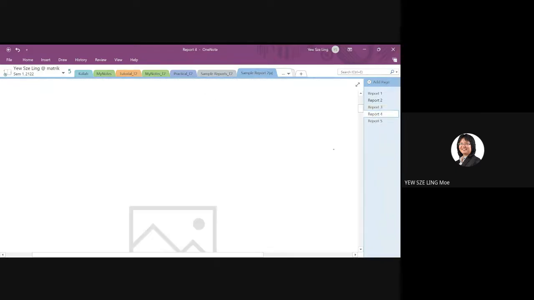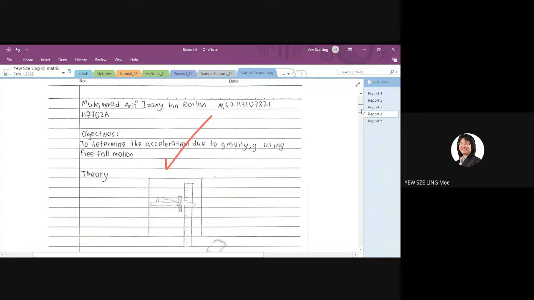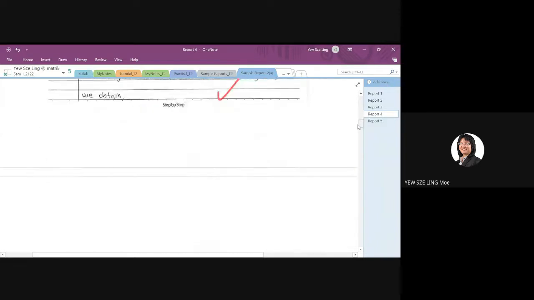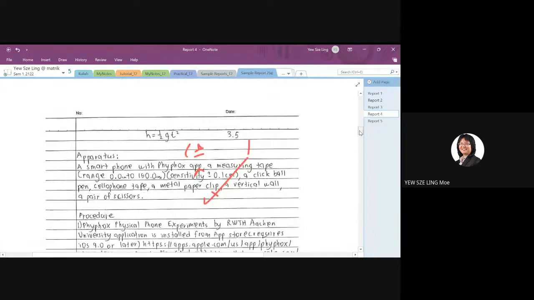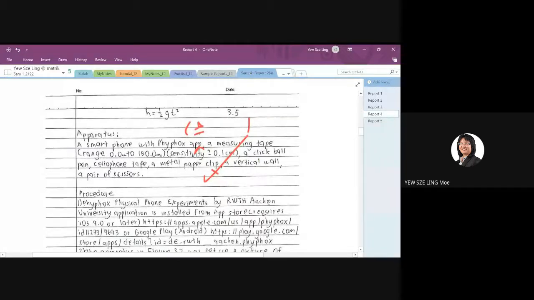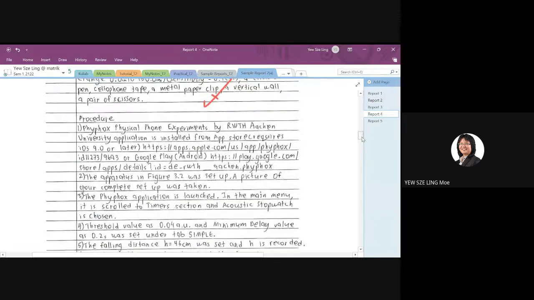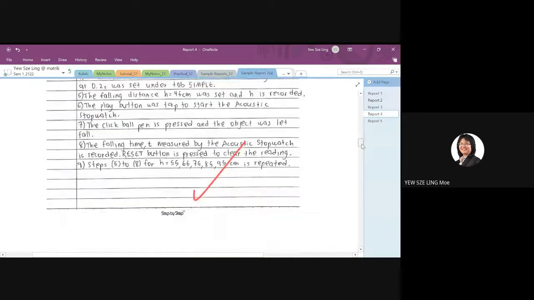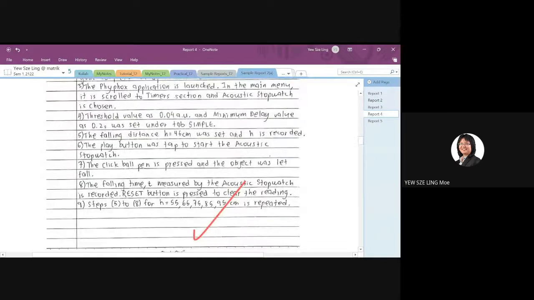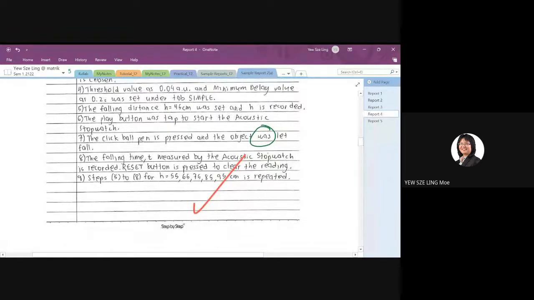Okay, so experiment 4. Let's see what the mistake is. Again, you forgot to give me the sensitivity for the phyphox app. So for the conclusions, go through it again, okay? Which is correct and which is wrong.